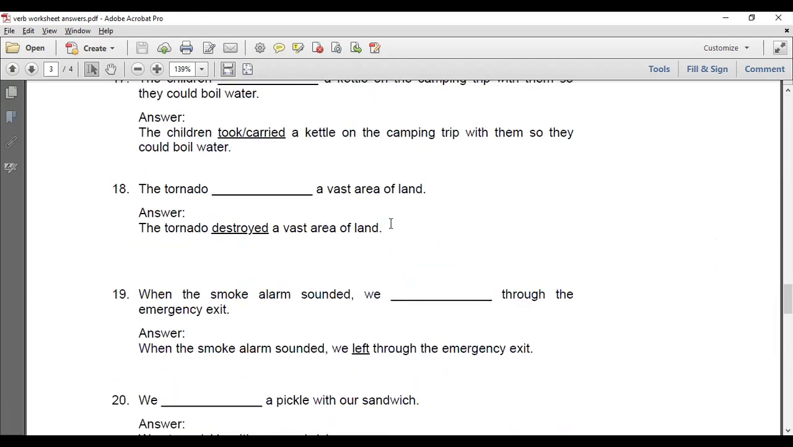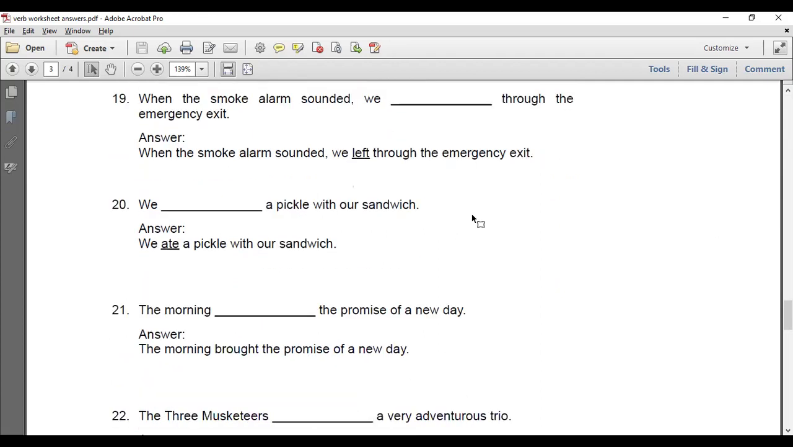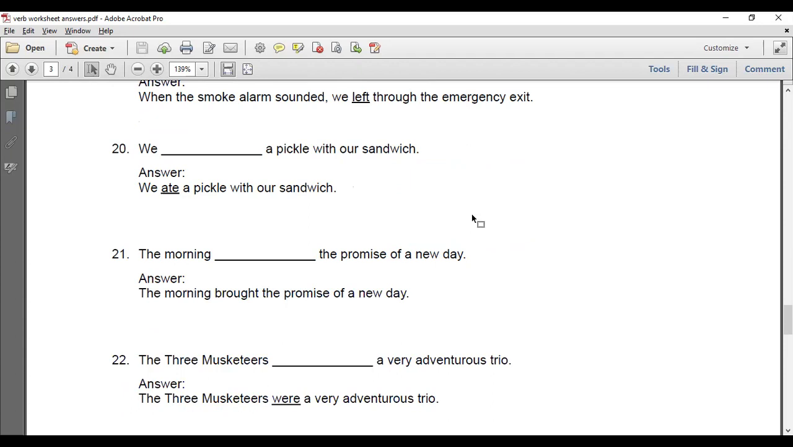Next, the tornado destroyed a vast area of land. The tornado devastated a vast area of land. When the smoke alarm sounded, we left through the emergency exit, we ran through the emergency exit, or we dashed through the emergency exit. All three are correct. We ate a pickle with our sandwiches, with our sandwich. The morning brought the promise of a new day, or the morning brings the promise of a new day.